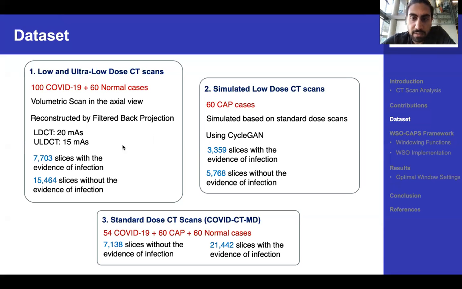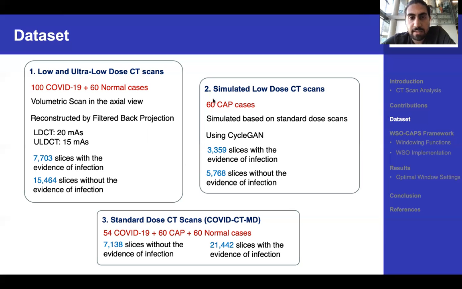In this study, low dose scans are acquired by the mAs value of 20, and ultra low dose images are obtained using the mAs value of 15. From the slice level point of view, there are more than 7,000 slices with the evidence of infection and around 15,000 slices without the evidence of infection.